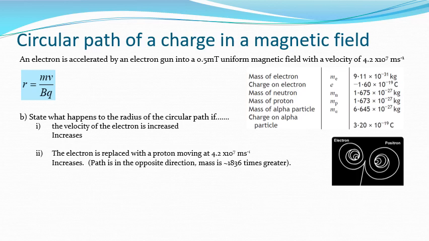So we replace our electron with a proton. It's moving at the same speed. What happens now? Well, the proton has a greater mass than the electron. If we look at the masses there, much greater, nearly 2,000 times greater. So if the mass is greater, the radius is going to be much greater. The charge on both is the same. What is different is that one has a positive charge and one has a negative charge, so one will curve one way and the other one will curve the other way because the force will be in the opposite direction.